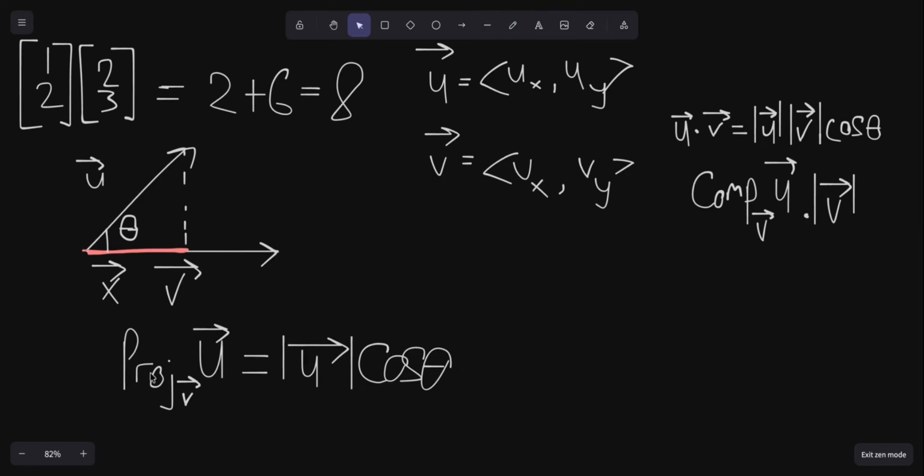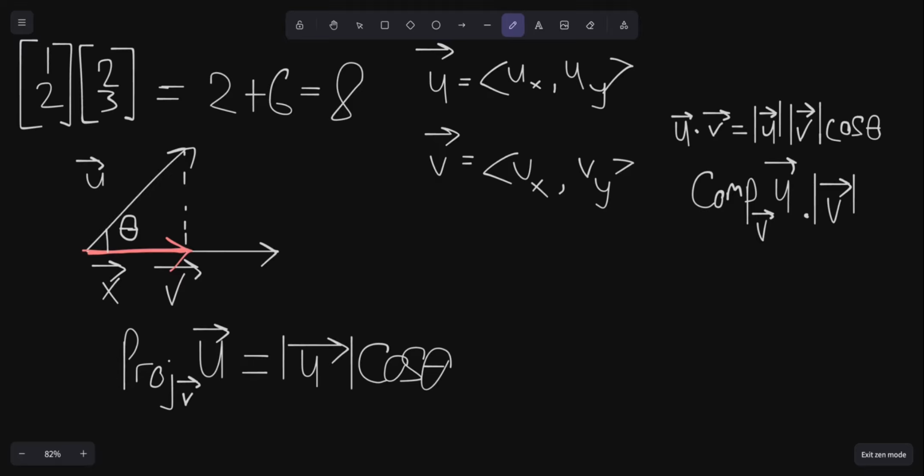Now, the projection formula is a little bit different. Remember that the component just measures the actual length of this, but the projection is kind of the length, except it's a vector, right? So you want to think about this as essentially the projection of u onto v gives you a vector instead of the component of u onto v.